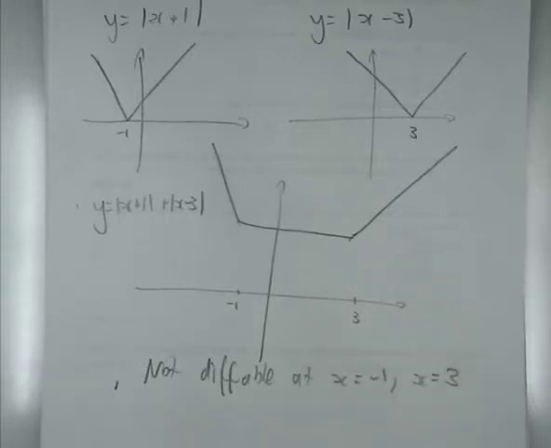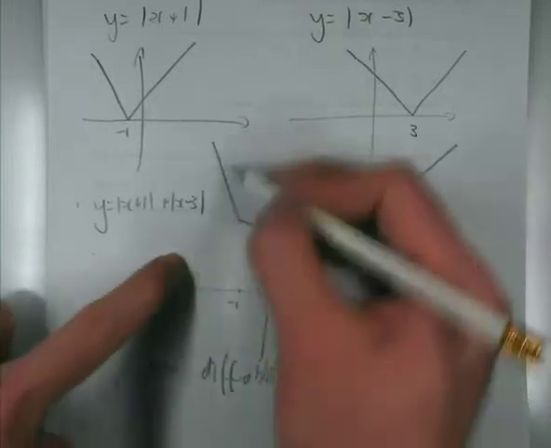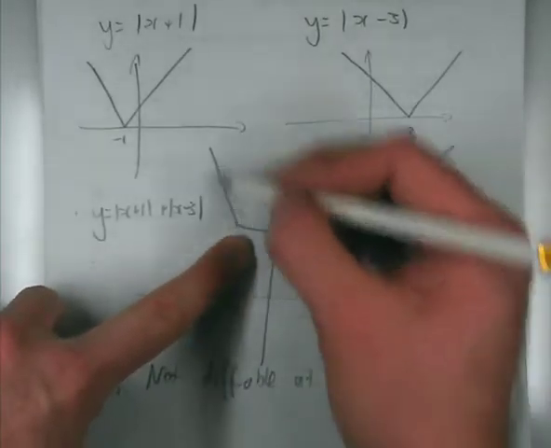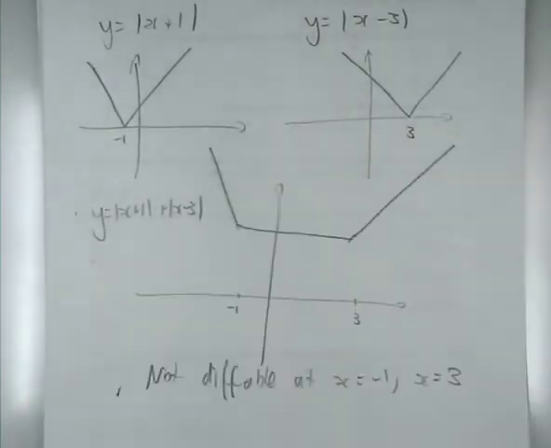It's continuous at those points though, because there's no holes here. The limit from this side is equal to the limit from this side, but the limit of the derivative, the limit of the slope, isn't equal. So yes, your lecturer expects you to know that if there's a mod in it, it's going to have differentiability issues at the places where it's equal to 0. Cool.